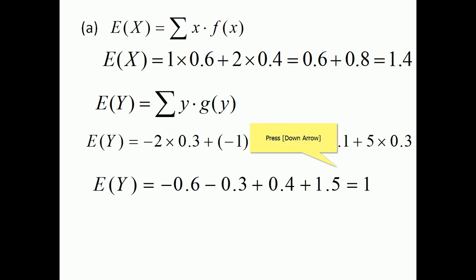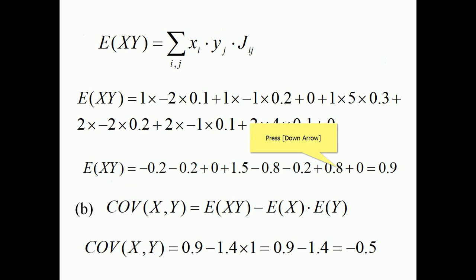Next is the expectation of X. It is summation of X into f of X: 1 into 0.6 plus 2 into 0.4, that comes out as 1.4. And the expectation of Y is summation of Y into g of Y: minus 2 into 0.3 plus minus 1 into 0.3 plus 4 into 0.1. Actually, in the table I have written it as 0.3, but it is 0.1. By mistake I typed it as 0.3. Plus 5 into 0.3. That is equal to E of Y is equal to 1.